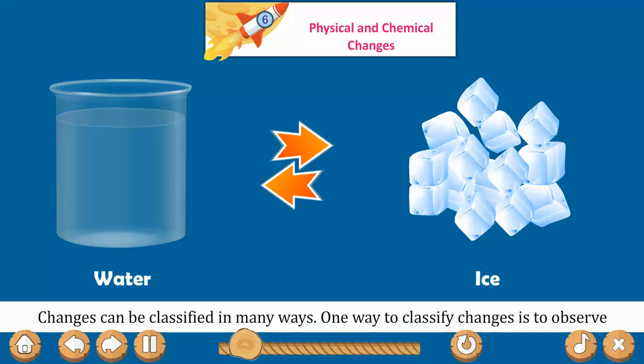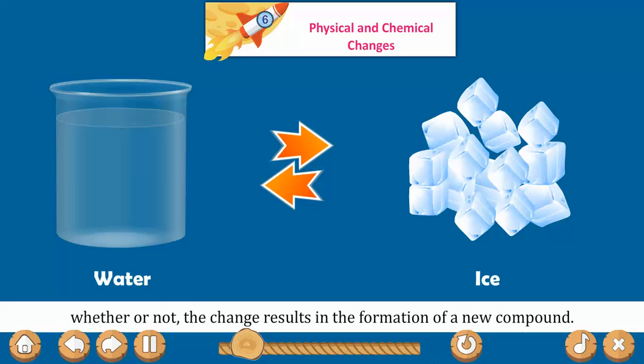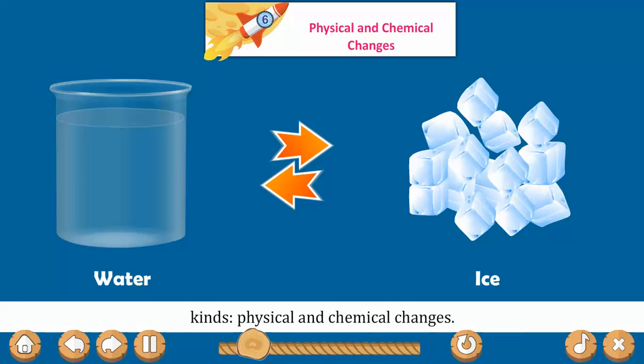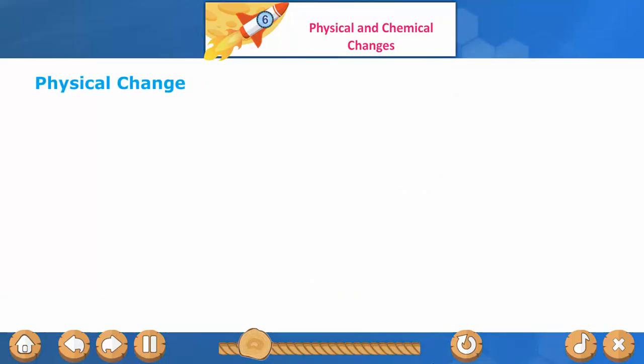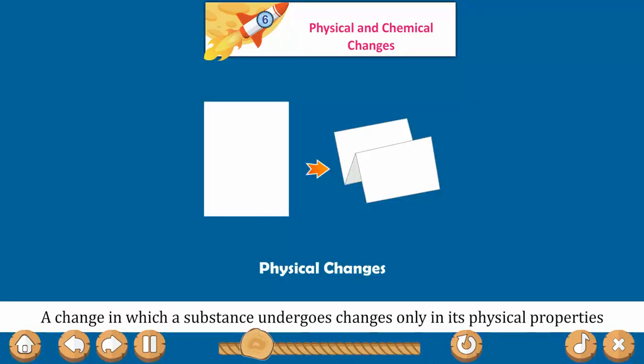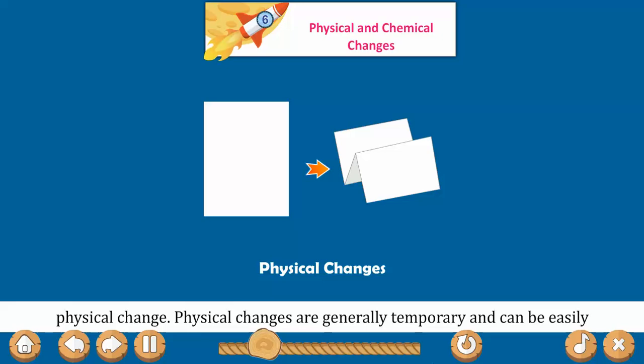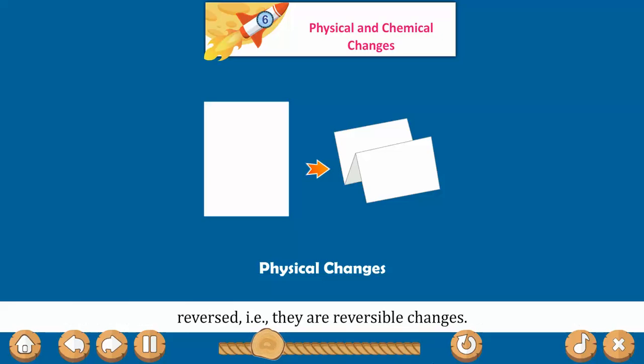One way to classify changes is to observe whether or not the change results in the formation of new compound. On the basis of this criterion, changes occurring in our surroundings are of two kinds: physical and chemical changes. Physical change. A change in which a substance undergoes changes only in its physical properties such as shape, size, color and state, and no new substance is formed is called physical change. Physical changes are generally temporary and can be easily reversed, that is, they are reversible changes.